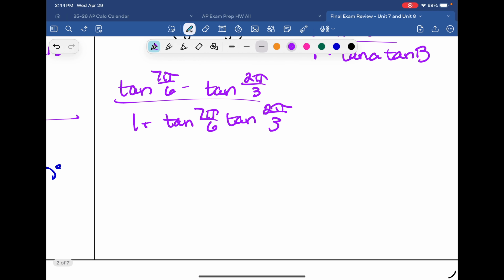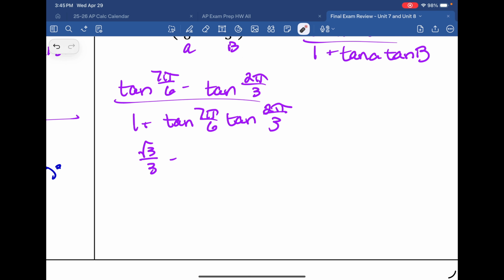Okay, tangent 7 pi over 6. Guys, we talked about this on the review for units 5 and 6. That's one you have to know. 7 pi over 6 is in quadrant 3. Tangent's positive there, so this is positive root 3 over 3. Tangent 2 pi over 3 is in quadrant 2. Tangent's negative there, and for your pi over 3s, your tangent is negative root 3.